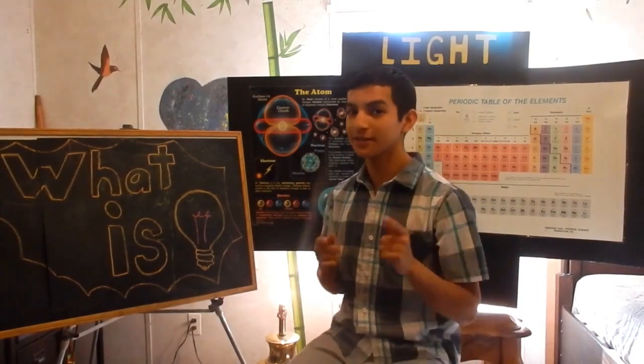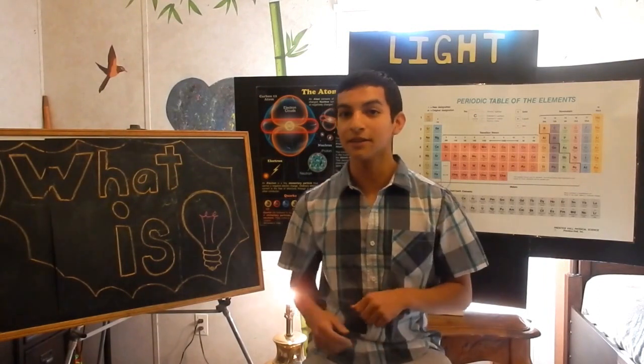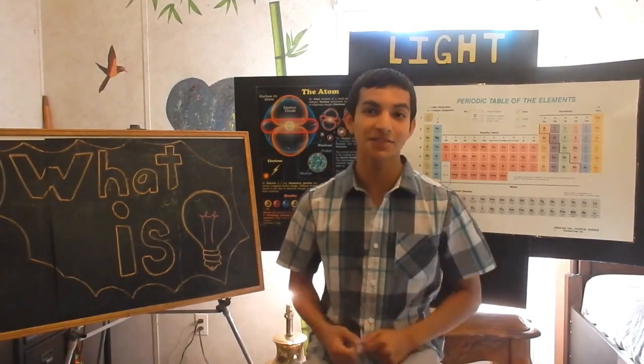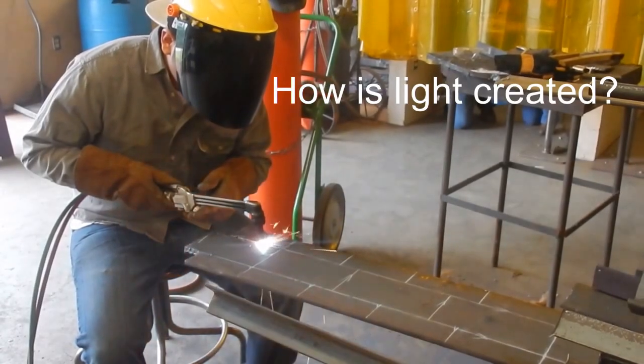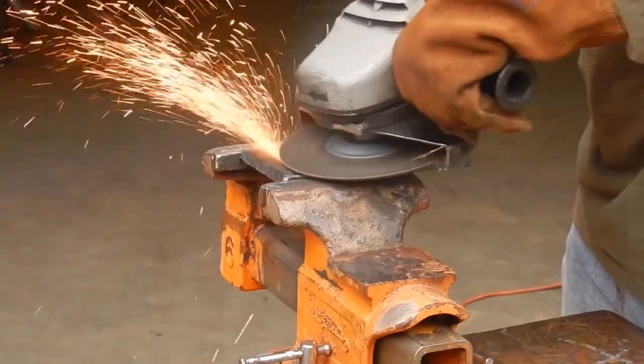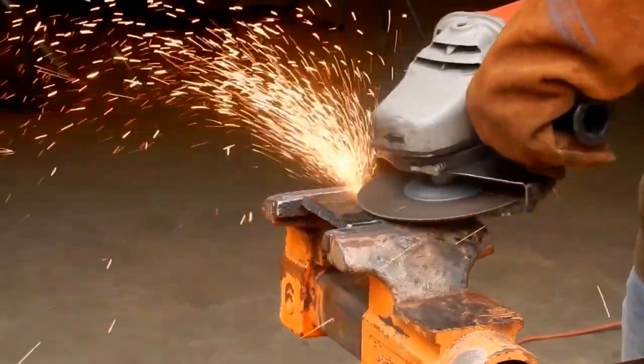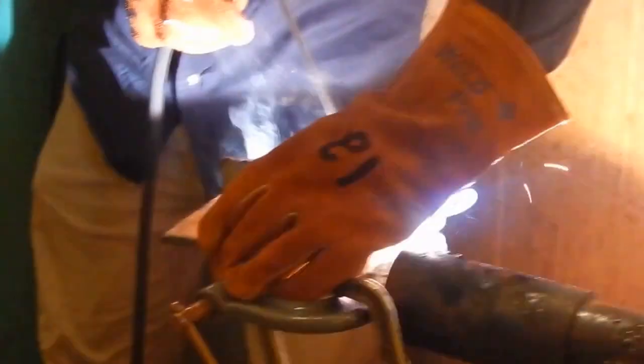So let's get started. To create light you need energy or heat. So let's go to a place where a lot of heat is generated. Cue the clip. These welders are using an alloy of carbon and iron. We know that once these pieces of metal are heated up, they begin to give off light.